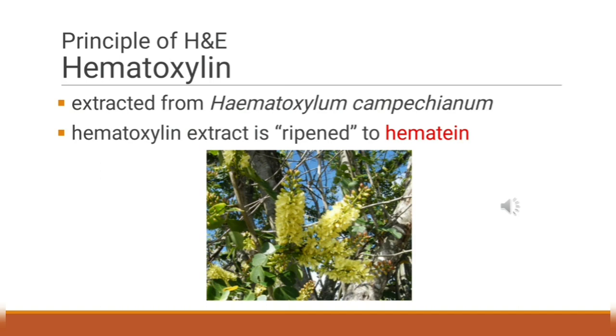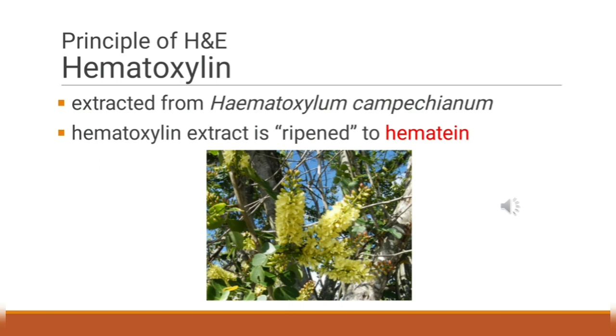Now let us proceed to our hematoxylin. It is extracted from the Mexican tree Hematoxylum campechianum. So hematoxylin extract is ripened to obtain hematin. Hematin is by far the most valuable staining reagent used by the cytologists due to its powerful nuclear and chromatin staining capacity and its striking polychrome properties which may be produced with proper differentiation.